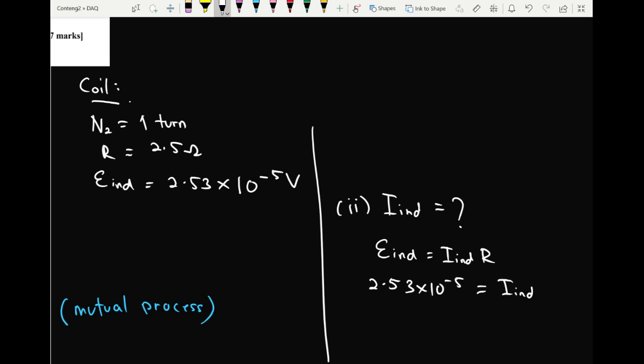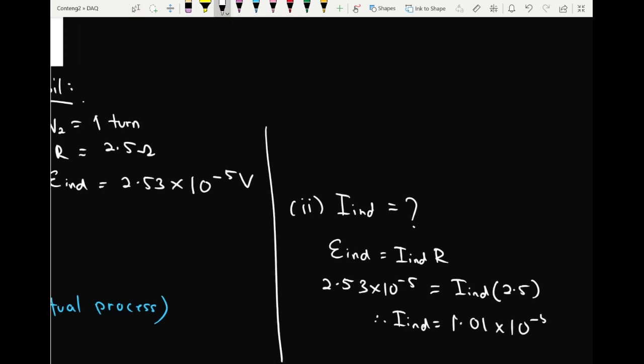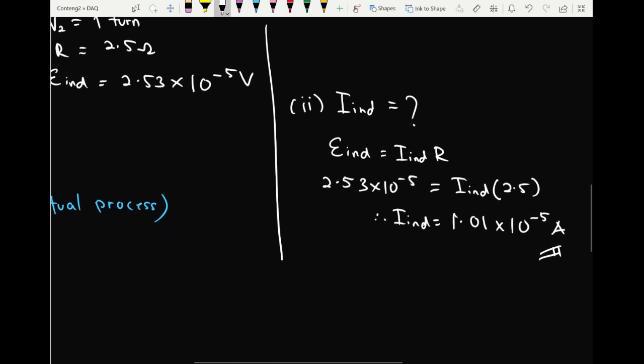Induced current and the resistance is 2.5 ohm. Therefore, induced current is 1.01 times 10 to the power of -5 ampere. Okay, settle for the magnitude. But then, what happened to the direction? Okay, direction of induced current.